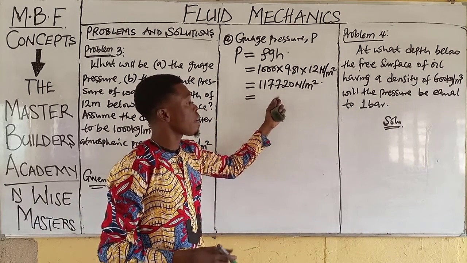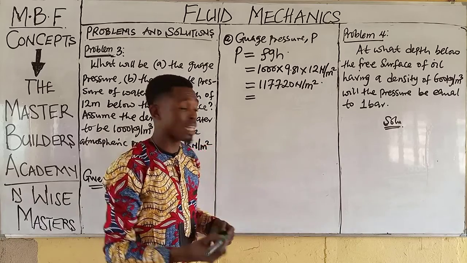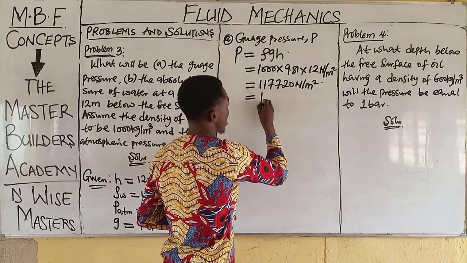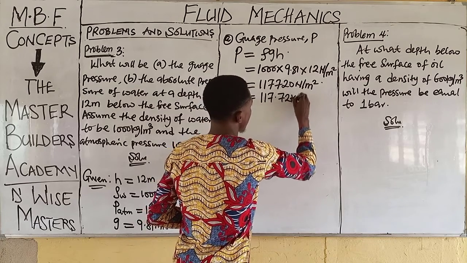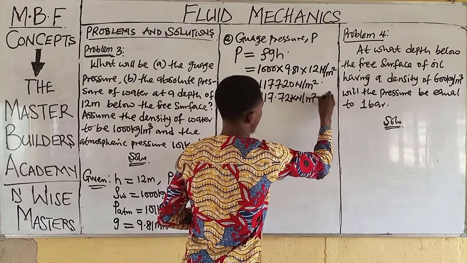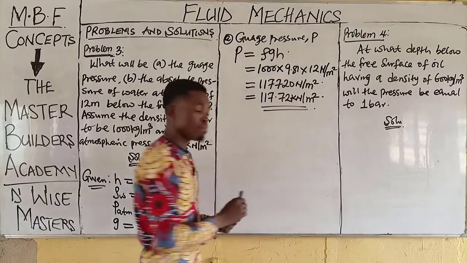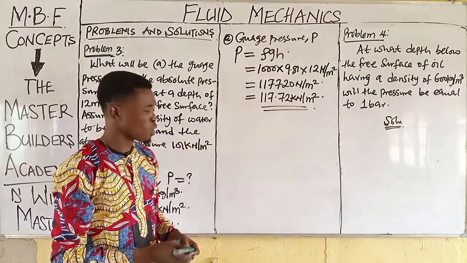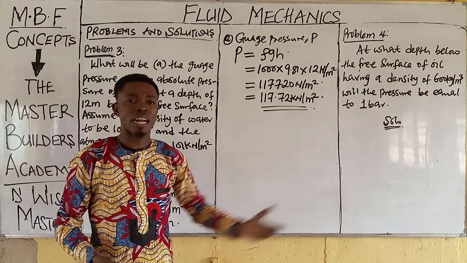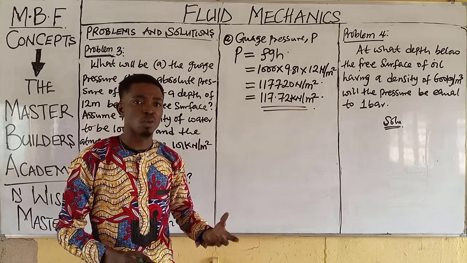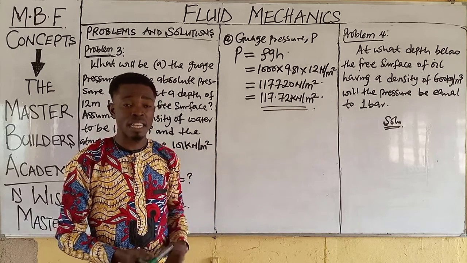Convert this value to kilonewton meter squared. We will divide this by 1000, and when we divide this by 1000, we have 117.72 kilonewton meter squared. This is the gauge pressure. It's as simple as this. When you know principles, you become a principal. Extract the parameters, both known and unknown. The formula will unveil itself.